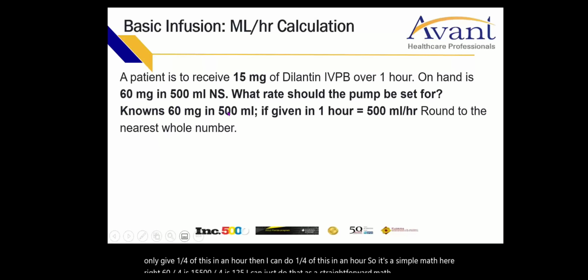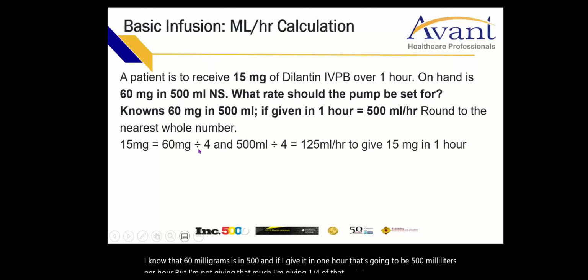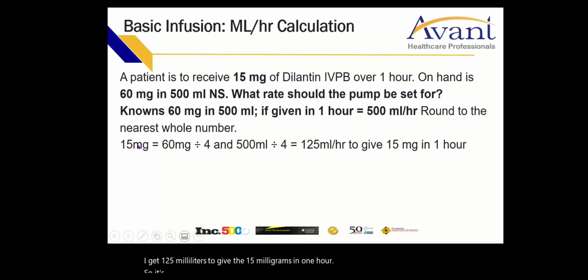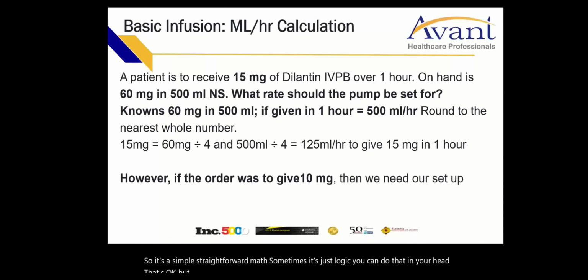I know that 60 milligrams is in 500, and if I give it in 1 hour, that's going to be 500 milliliters per hour. But I'm not giving that much. I'm giving a quarter of that. So if I divide it by 4, I get 125 milliliters to give the 15 milligrams in 1 hour. So it's simple, straightforward math. Sometimes it's just logic. You can do that in your head.